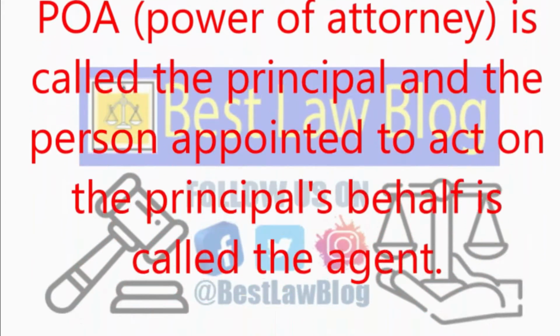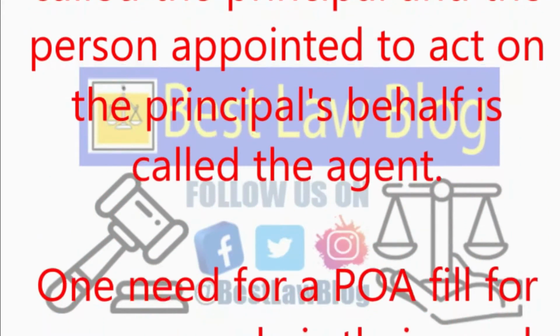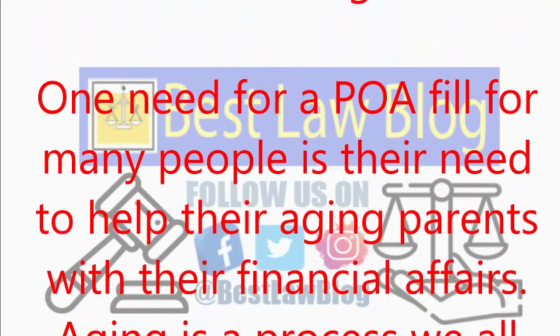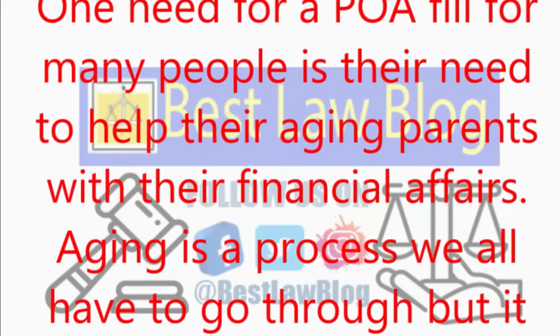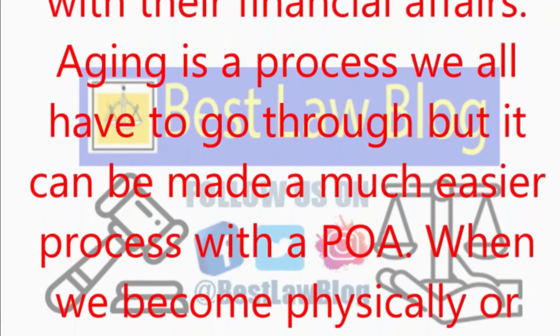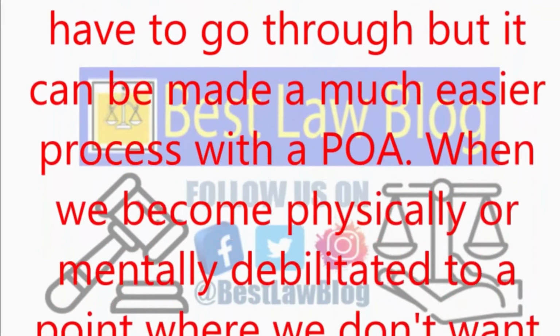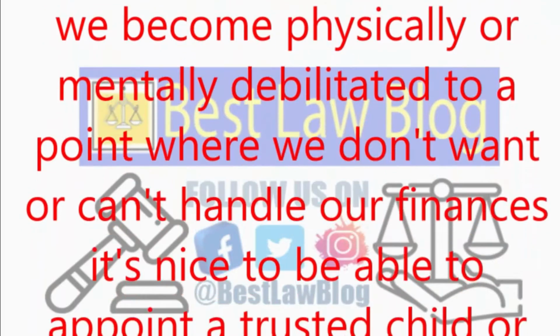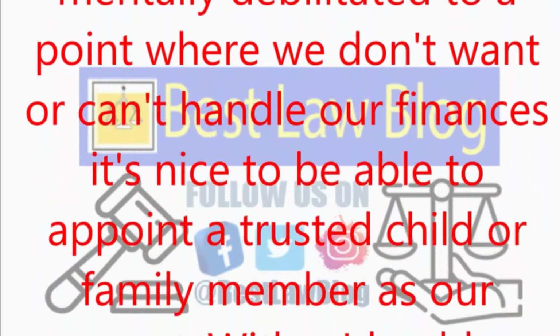One need for a power of attorney for many people is their need to help their aging parents with their financial affairs. Aging is a process we all have to go through, but it can be made a much easier process with a power of attorney. When we become physically or mentally debilitated to a point where we don't want or can't handle our finances, it's nice to be able to appoint a trusted child or family member as our agent.